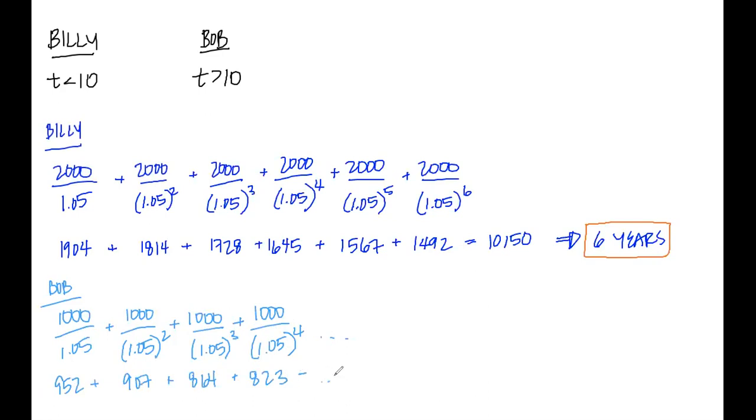And then we keep going and going and going and adding them up like we did for Billy. And what we'll get after we keep adding stuff on and looking at it piece by piece, we'll see that after 15 periods, he'll reach a total of 10,488. So Bob would have to work at a minimum of 15 years to cover the costs of the program.